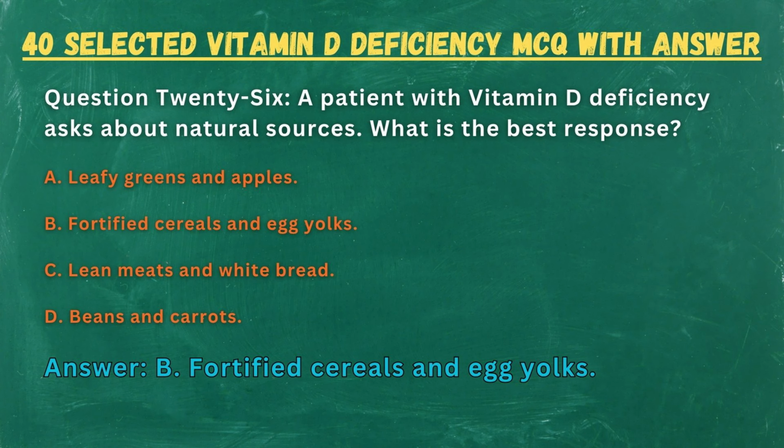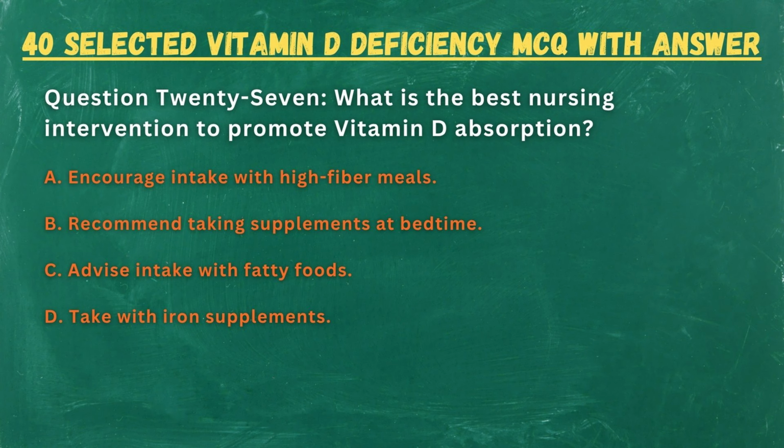Answer: B. Fortified cereals and egg yolks. Question 27. What is the best nursing intervention to promote vitamin D absorption? A. Encourage intake with high-fiber meals. B. Recommend taking supplements at bedtime. C. Advise intake with fatty foods. D. Take with iron supplements.